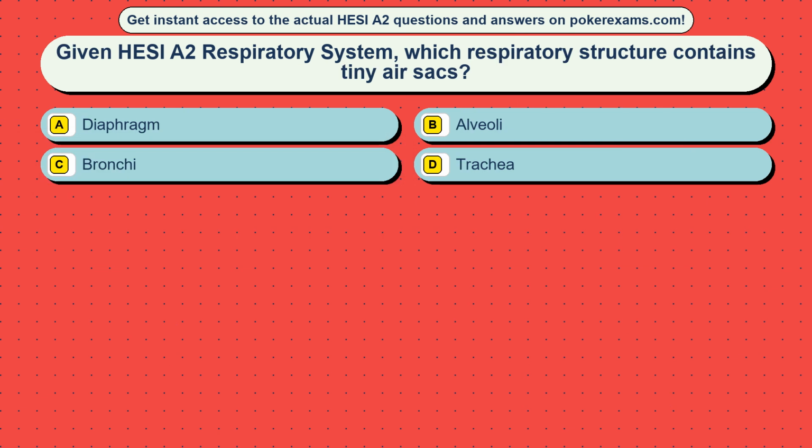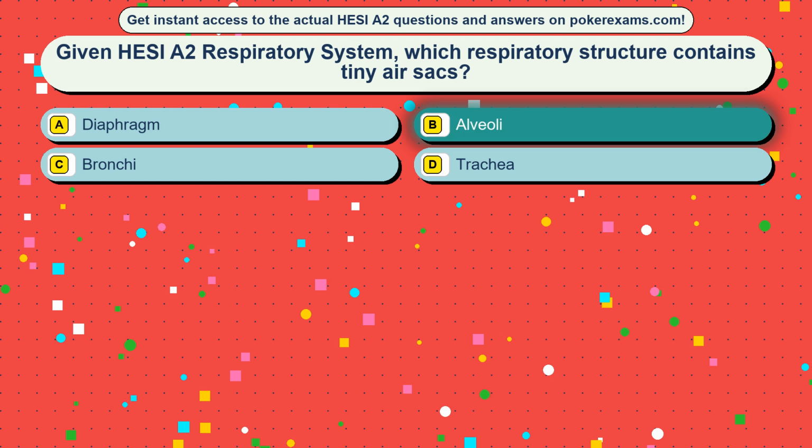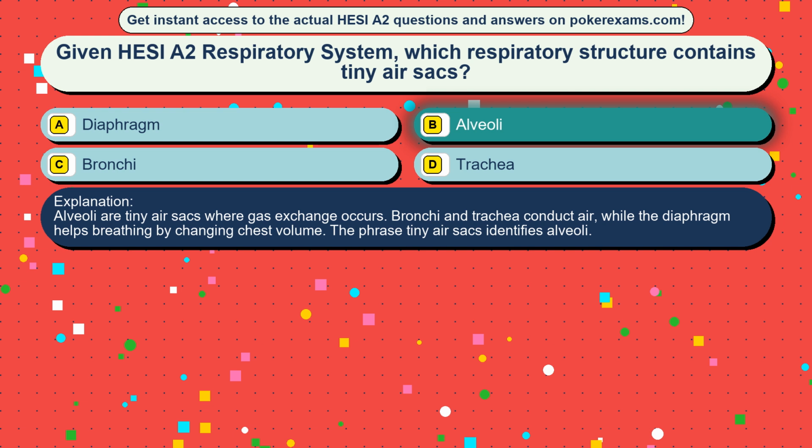Question 8. Given HESI A2 Respiratory System, which respiratory structure contains tiny air sacs? Option A diaphragm, option B alveoli, option C bronchi, option D trachea. The correct answer is option B, alveoli. Alveoli are tiny air sacs where gas exchange occurs. Bronchi and trachea conduct air, while the diaphragm helps breathing by changing chest volume. The phrase tiny air sacs identifies alveoli.